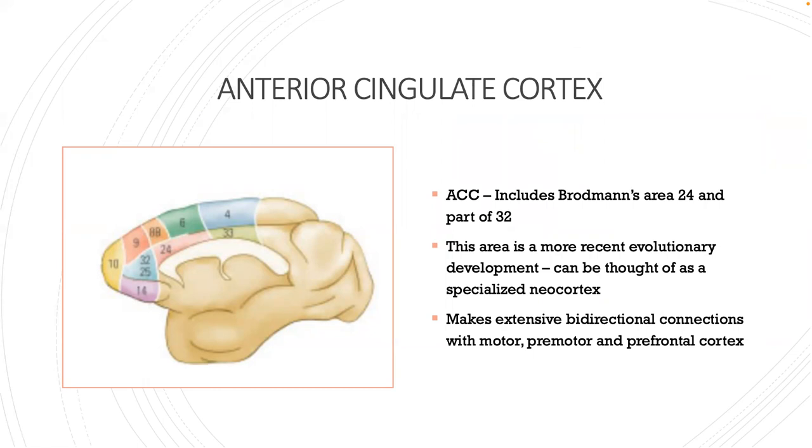Finally, the anterior cingulate cortex, it also includes Brodmann's area 24 and part of 32. You can see here, it's a little blurry, but 24, this light red here, and then part of 32, the blue directly to the left and a little bit down from it. This area is a more recent evolutionary development, and you can think of it as a specialized neocortex. It makes extensive bidirectional connections with motor, premotor, and prefrontal cortex.